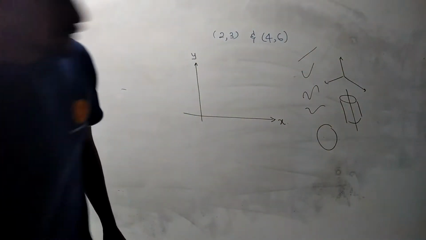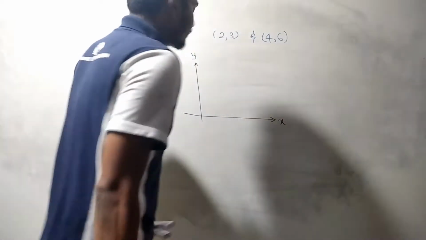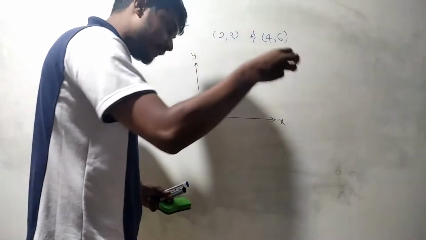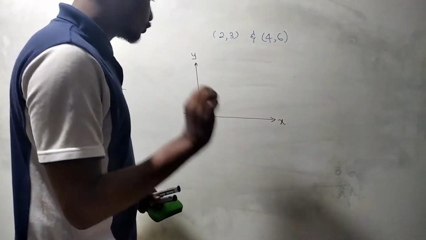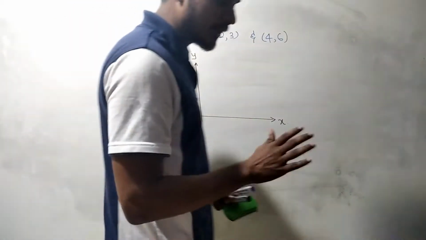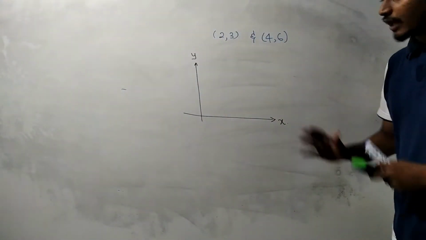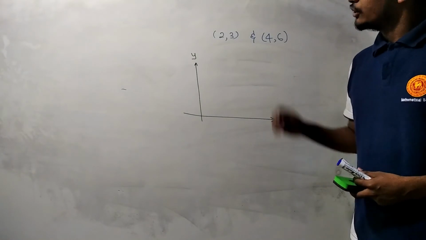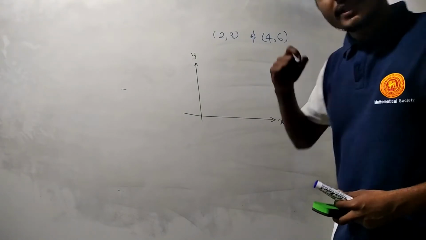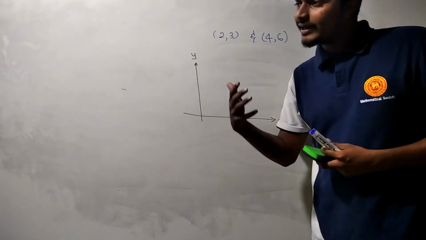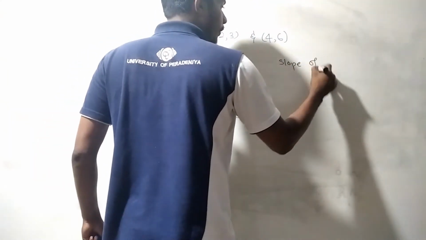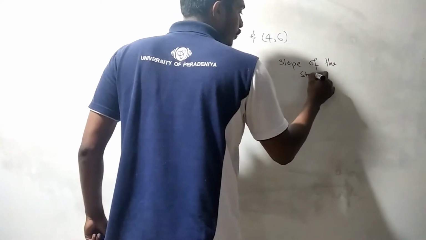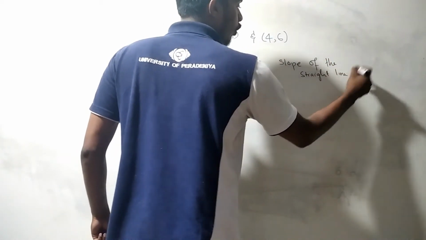In O levels, what you are actually focused on is the 2D shape, meaning the XY Cartesian plane. That is the ultimate view of the O-level students. So now, what do you mean by the gradient? Gradient actually means the slope of the curve, the slope of the straight line.